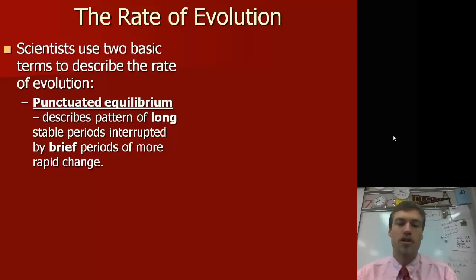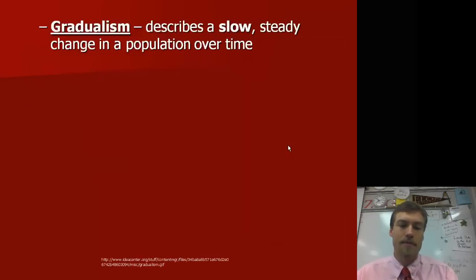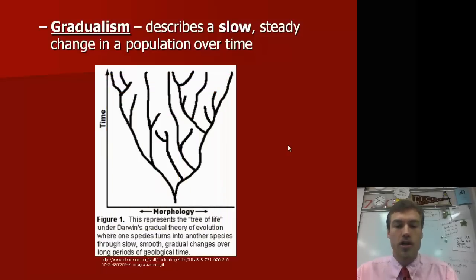of more rapid change. So if we want to look at this visually, if time is on our y-axis and morphology, or how evolution is occurring, is on the x-axis, we've got time occurring, and then we have a brief period of very large amounts of change, and then nothing's really changing, and large amounts of change, nothing's really changing, large amounts of change, and so on and so forth. So it's the idea that evolution occurs in short, quick bursts, and a lot of evolution occurs during that time span. We also have gradualism, and gradualism describes a slow, steady change in a population over time.